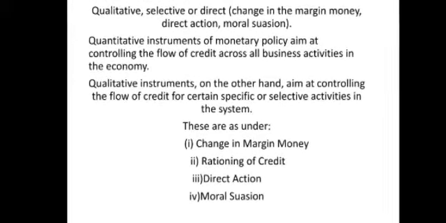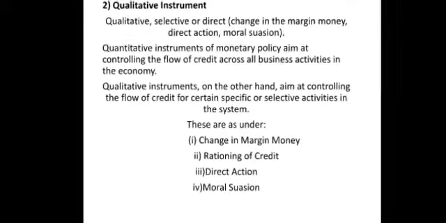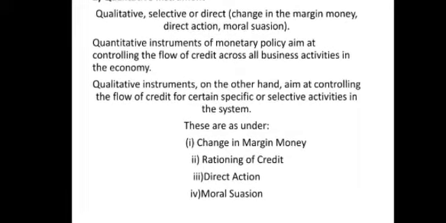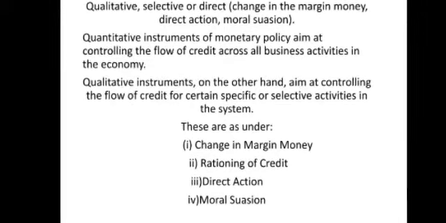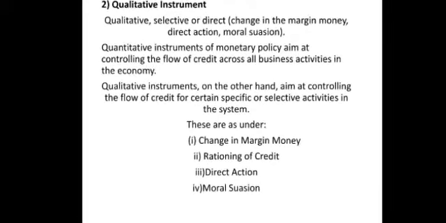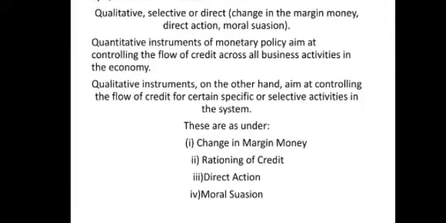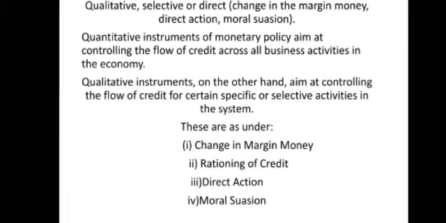These both methods affect the levels of aggregate demand through the supply of money, cost of money, and availability of credit, of the two types of instruments. The first category includes bank rate variation, open market operation, and changing reserve requirement, cash reserve ratio, and statutory liquidity ratio.